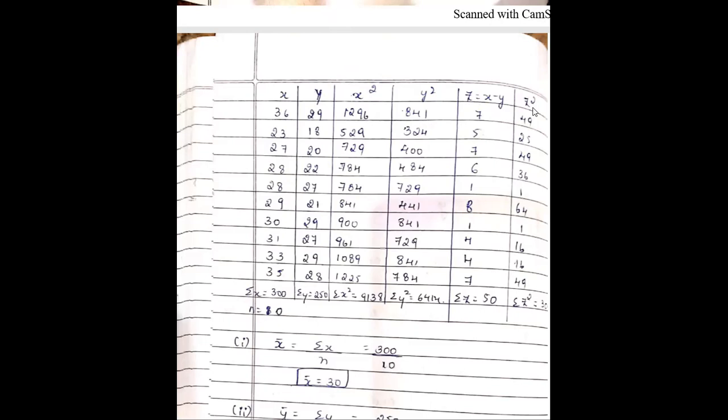I also wanted z square, so I'm just finding out z square. It's square of z. So 7 square is 49, 5 square is 25. Likewise, fill this entire column, add it up. So summation z square turns out to be 306.